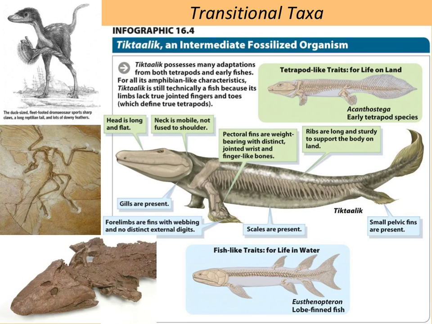The pectoral fins are weight-bearing with distinct jointed wrist and finger bones. Ribs are long and sturdy to support the whole body on land, which, in other words, means now we've got gravity playing a major role, whereas when you're in the water, not so much. Small pelvic fins. And we've got this whole class of fossils that show the evolution from fish-like ancestor to tetrapods.